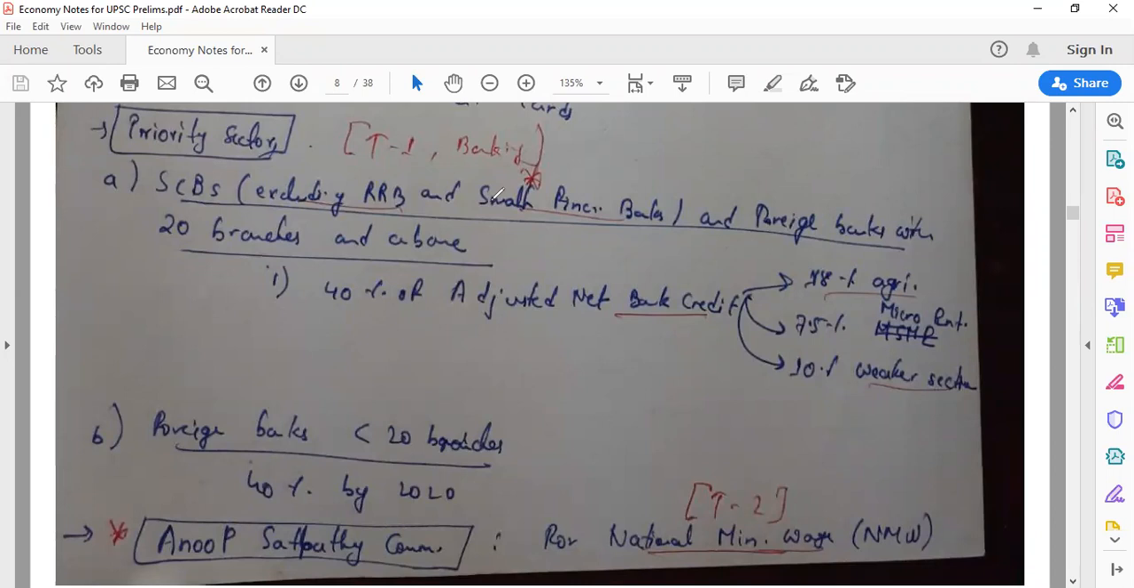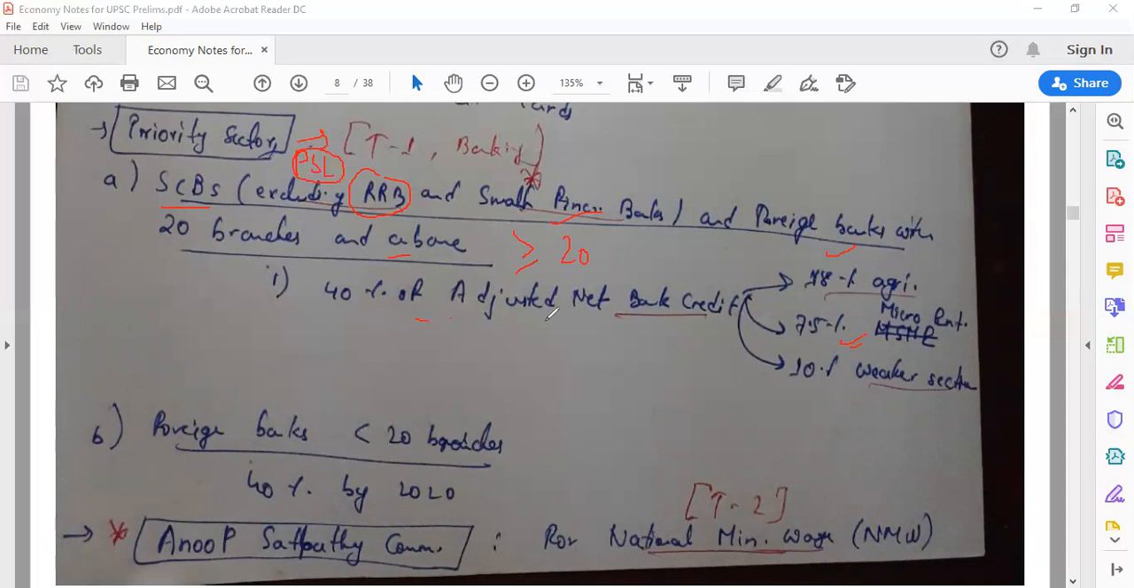So understand regarding priority sector lending, it is also called PSL. The full form of PSL is priority sector lending. Now there are two different types of lending. First is for scheduled commercial banks, SCB, but this excludes RRB, that is regional rural banks, and small finance banks. So the rules for SCBs and foreign banks with more than or equal to 20 branches, so it is greater than or equal to. This is very important when you will read quantitative aptitude. So they have this criteria to cater to.